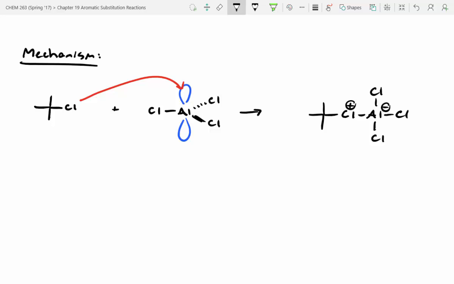Okay, so now we've got this tert-butyl group hanging off the end. This is relatively unstable. It's not very happy as is. So what ends up happening is this covalent set of electrons will hop over and give electron density to that chlorine.